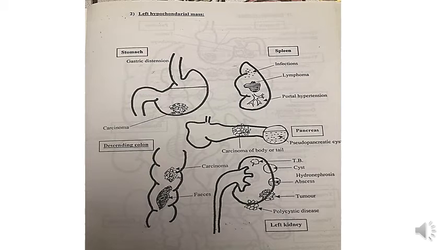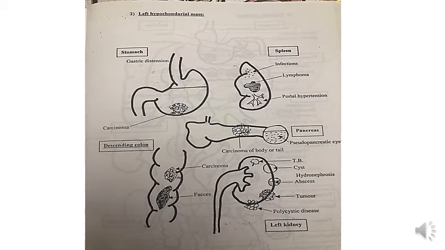And in the spleen, you may have congested spleen, portal hypertension, lymphoma, splenic abscess or infection in the spleen. Then the body and tail of pancreas, carcinoma of the body or tail, and pseudopancreatic cyst. In the descending colon, you may have a carcinoma or impacted feces.